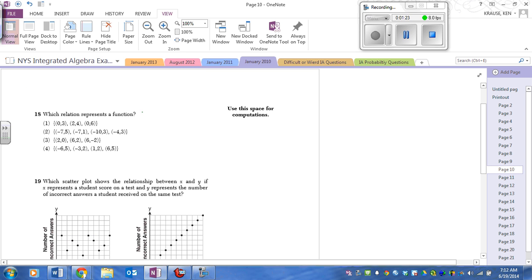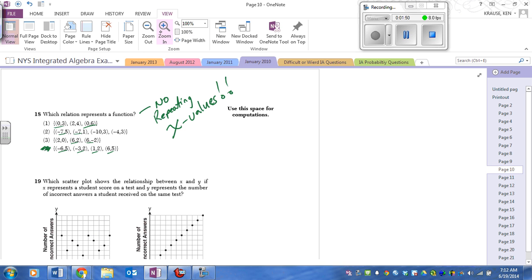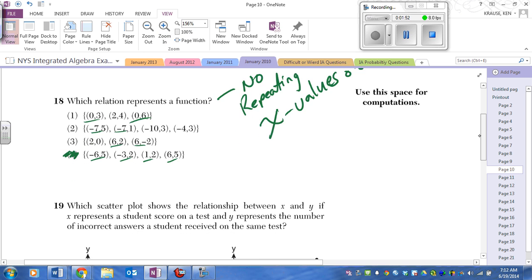Which relation represents a function? Remember, we're looking for no repeating x values. So 0, 2, 6, 0. Negative 7, 2, 6, 6, double 6s, double 7, double 0s, 6, negative 3, 1, 6, negative 6, negative 3. So this is the one that has no repeating x values.